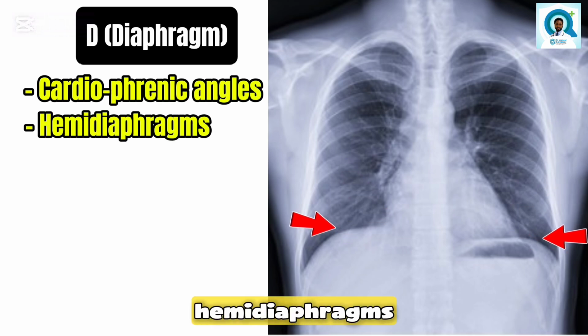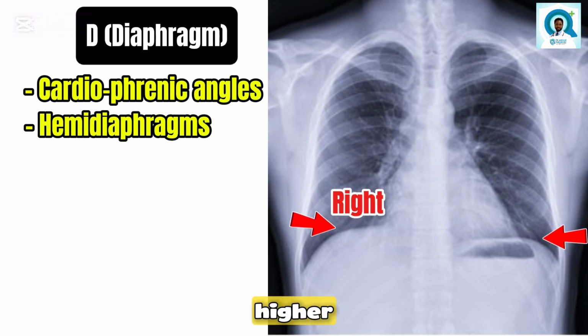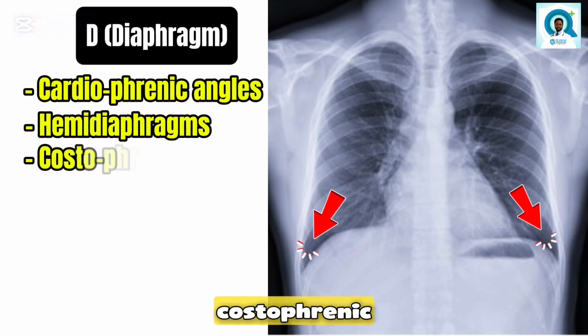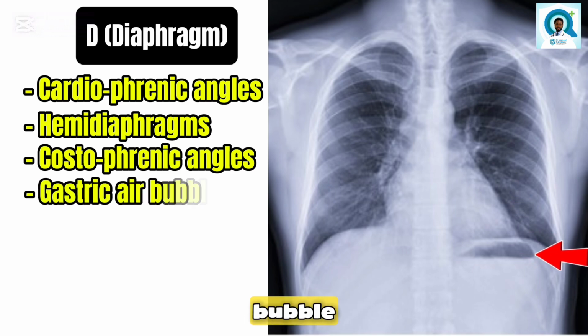Both hemidiaphragms are smooth and well defined, with the right slightly higher than the left, which is normal. The costophrenic angles are sharp bilaterally. The gastric air bubble is seen beneath the left hemidiaphragm, and there is no subdiaphragmatic free air seen.